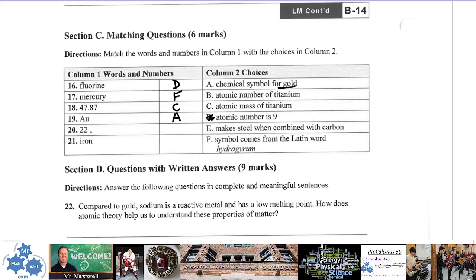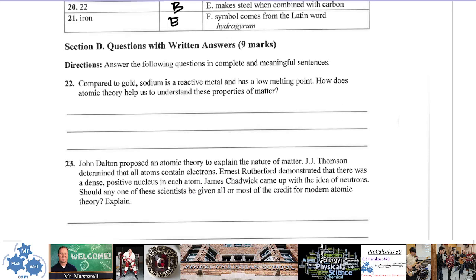Number 20, what is 22? The atomic number of titanium is correct. Okay, that's a great cheer. 21, the only thing that's left is E. Awesome. Okay, let's talk about these.